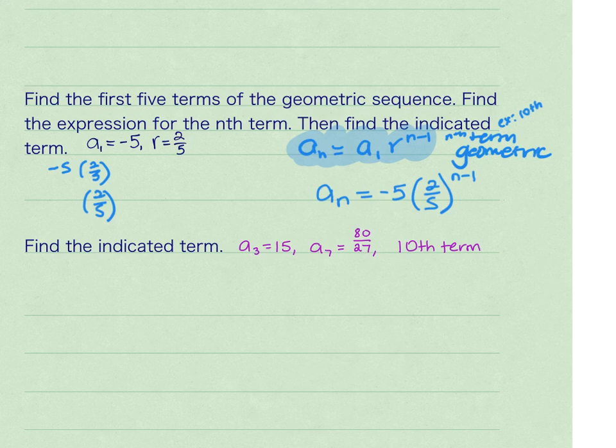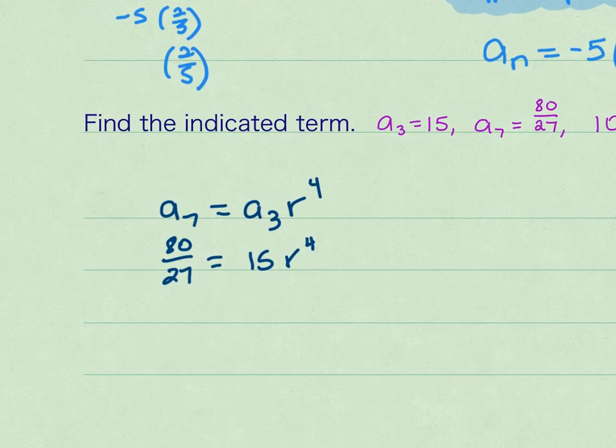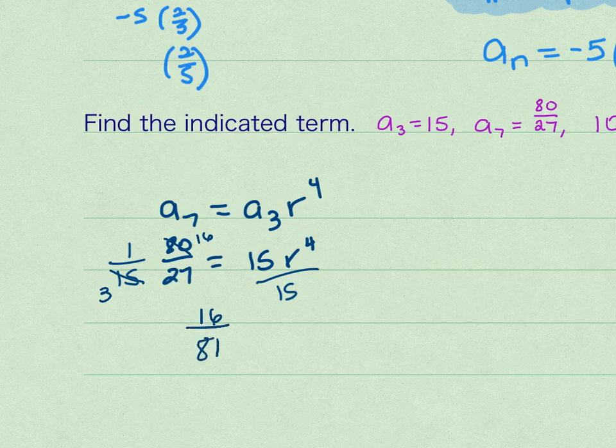All right, then these are the ones that we're throwing you because they're the jump ones. So A7 goes on the left. A3 goes on the right. R, what do we have to be raised to? The fourth to make up the difference. So A7, which is 80 over 27, goes on the left. A3, which is 15, goes on the right. R to the fourth. I'm going to divide both sides by 15, or multiply by 1/15. This is 16 over 81.